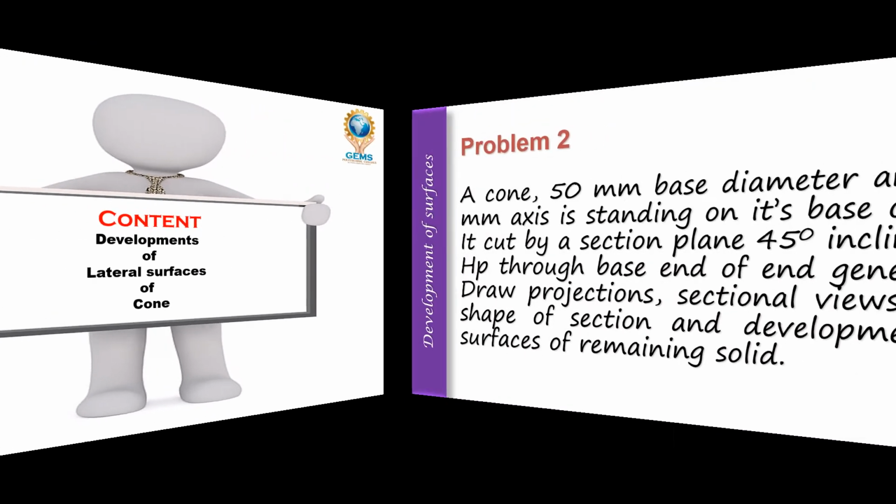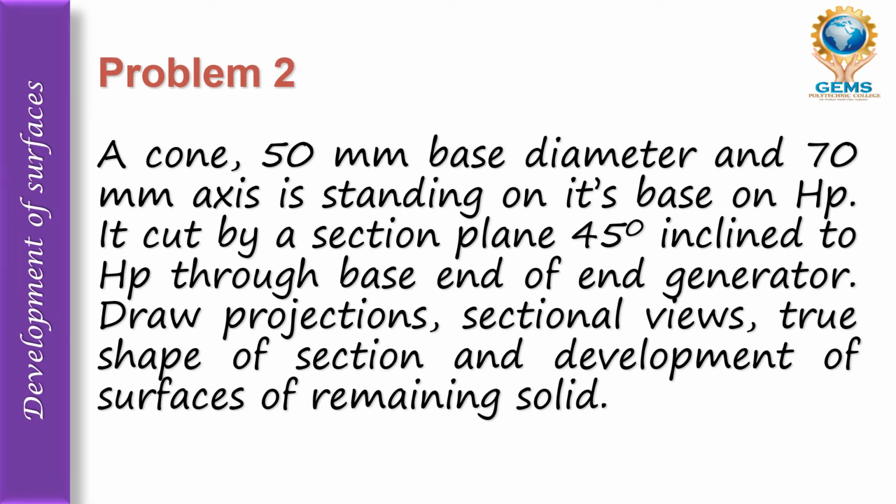The problem is a cone. It is a cone of 50 mm base diameter and 70 mm axis, standing on its base on HP, the horizontal plane. It is cut by a section plane 45 degrees inclined to HP, through the base end of the end generator. Draw projections, sectional views, true shape of section and development of surfaces of the remaining solid.